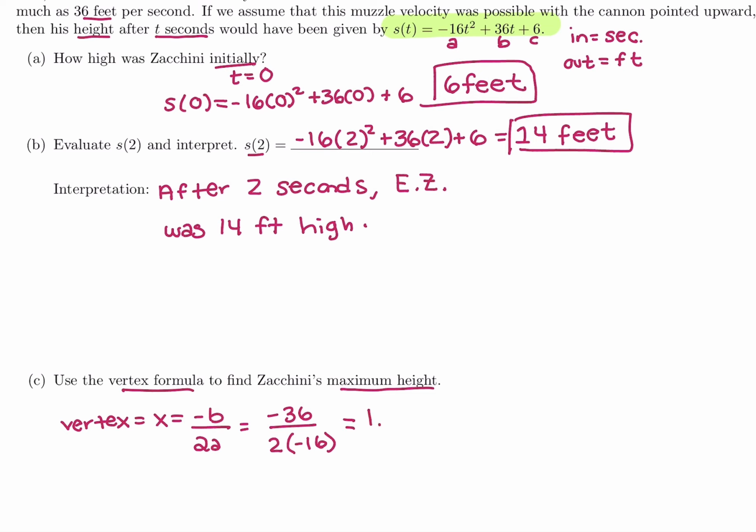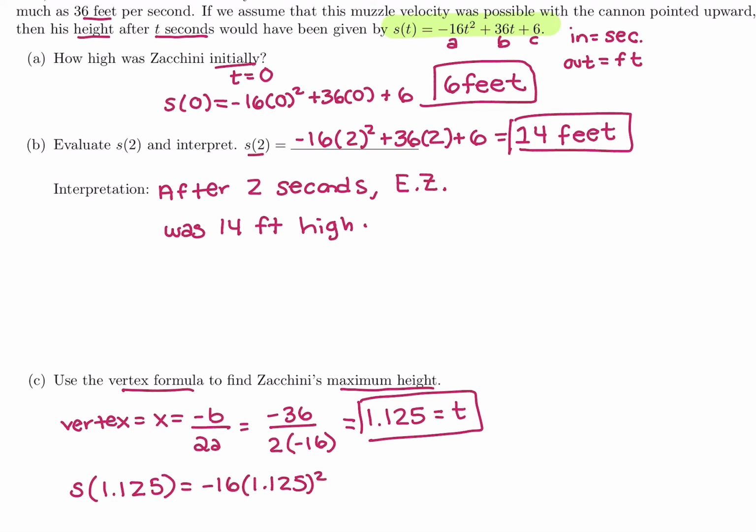Our vertex is going to be at 1.125, which is really our t value for this one. In general, we solve for x, but this one we have a t as our input instead of an x. So there's the time that he reaches the maximum height, and we're going to plug it into our original formula, s of 1.125. So I'm going to do negative 16 times 1.125 squared plus 36 times 1.125 plus 6. I need to replace all of my t's with 1.125.